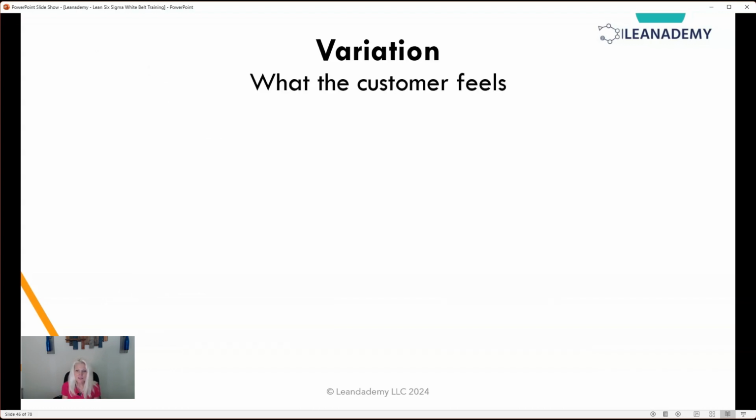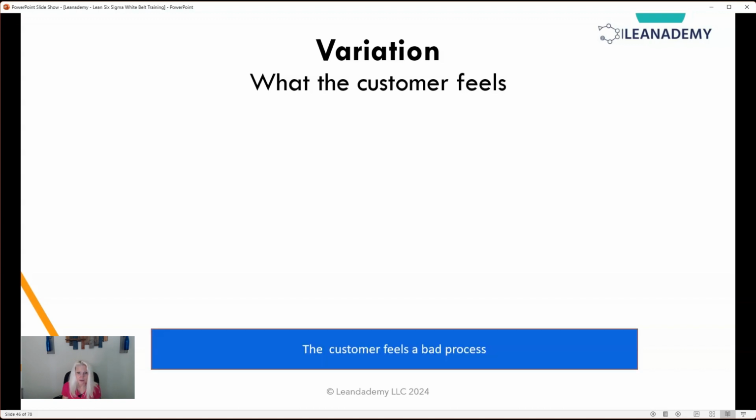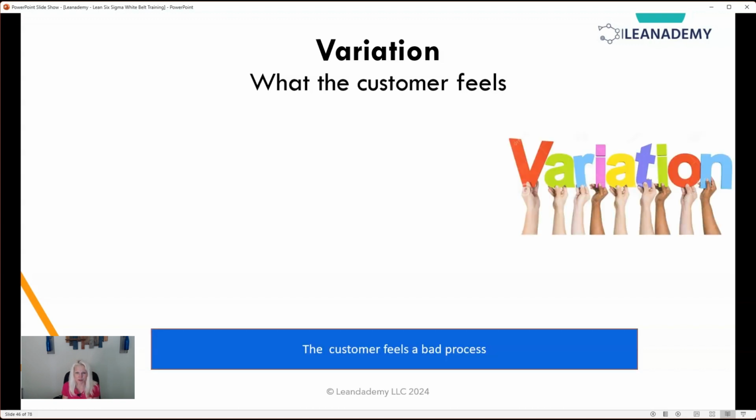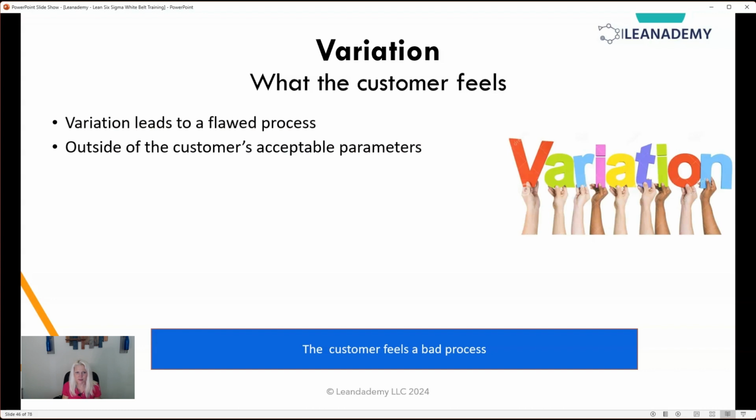Variation. When we start to talk about variation, people sometimes get hung up on thinking, because we're still talking about the Y equals f(X) function. This is where we start to use those X's and the Y's to measure variation. I want you to think about this in simple terms: variation is what the customer is feeling. The customer feels a bad process, okay? So think about that variation as something that they feel. Variation leads to a flawed process, so we think about it as outside the customer's acceptable parameters.